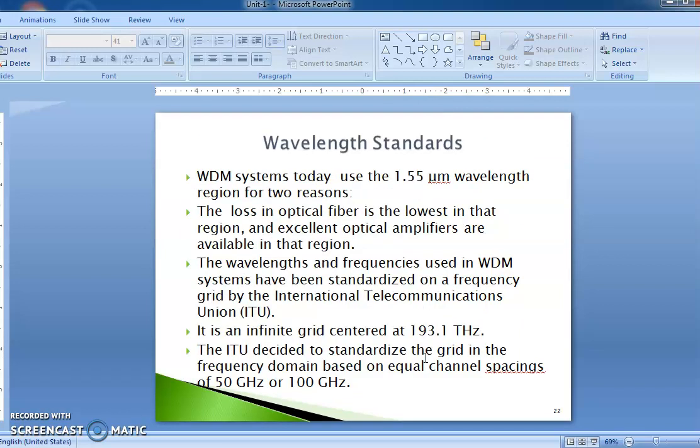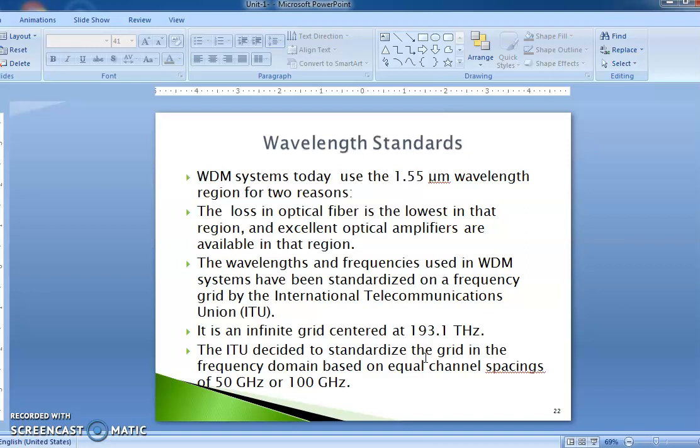Wavelength standards. WDM systems, that is, wavelength division multiplexing systems, today use the 1.55 micrometer wavelength region. Why? For two reasons. First, the loss in optical fiber is lowest in this region, that is, in the 1.55 micrometer wavelength region the loss is less. And second, very good optical amplifiers are available in that region.